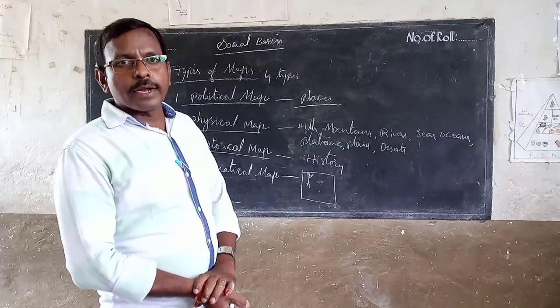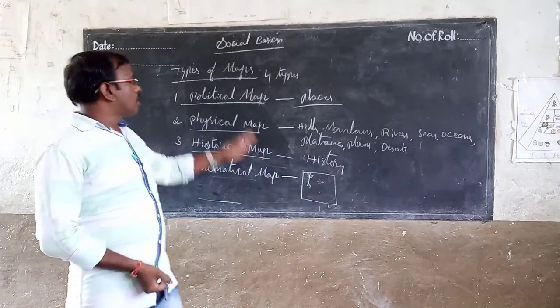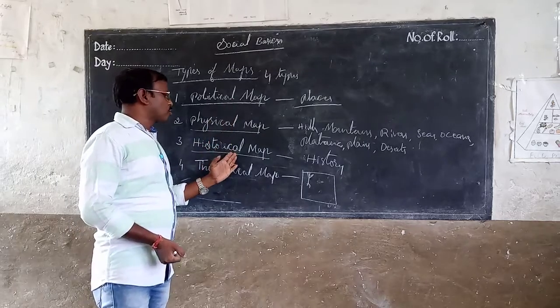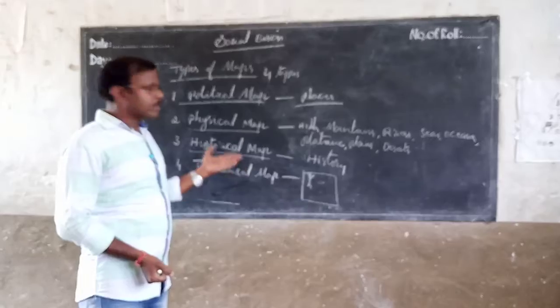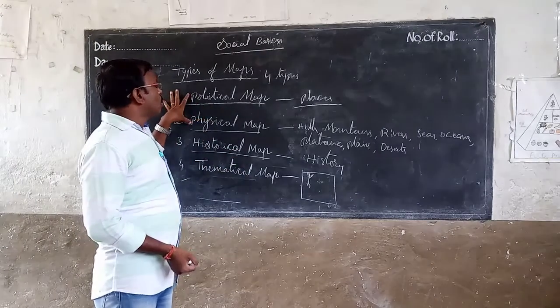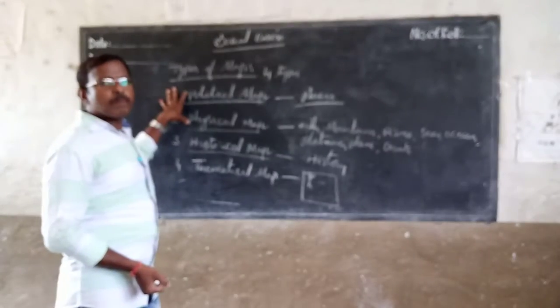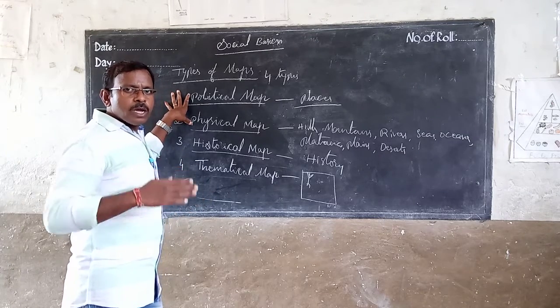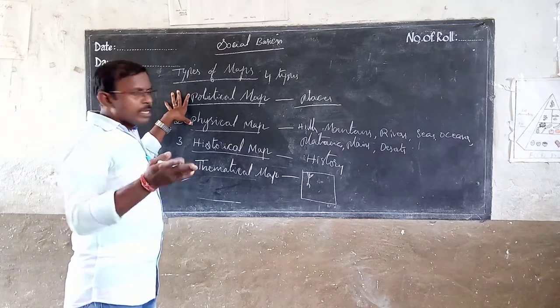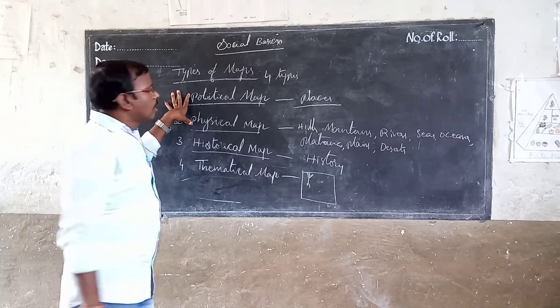So, dear students, these are the maps we use in our education: political map, physical map, historical map, and thematic maps. It is compulsory. Mainly, political maps and physical maps are very important. Why? Because we compulsorily need to move from one place to another, and we have to know in which direction. So to know where the places are located, we can see political maps.